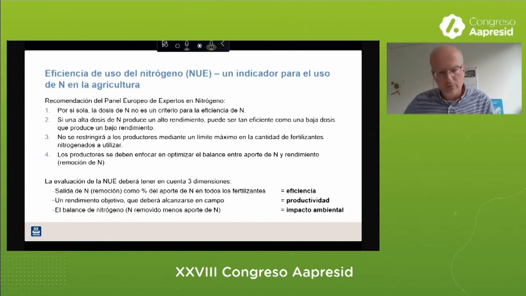And the European N expert panel thinks this is important because the fertilizer rate alone is no criterion for the efficiency. If you have a high fertilizer rate that produces a high yield and a high removal, this can be as efficient as a low rate producing a low yield. So from their point of view, growers should not be limited by a simple ceiling of nitrogen input. Growers should aim at optimizing the balance between the input and the output instead of just simply reducing the input.